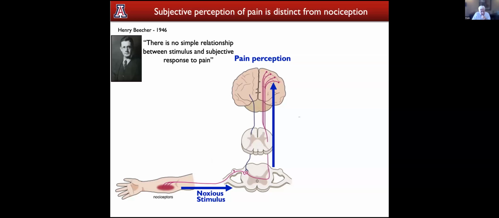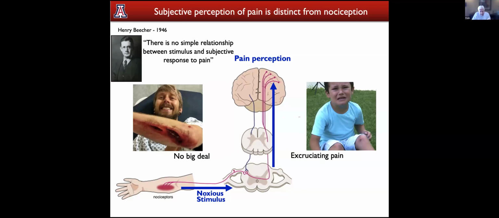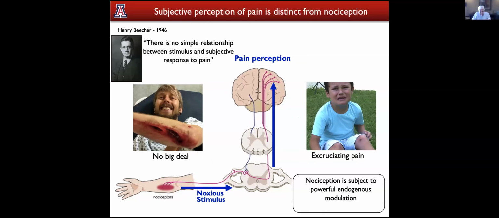And so he wrote in his famous paper in 1946, Pain in Men Wounded in Battle, that there's no simple relationship between stimulus and subjective response to pain. And so these kinds of observations have really led us to understand that we can't look at a wound and predict the amount of pain or the degree of pain that somebody's experiencing. This looks like a very serious wound, a little scrape on the knee, of course, no big deal. But again, it really depends on the context in which the nociceptors are activated for the perception of pain.